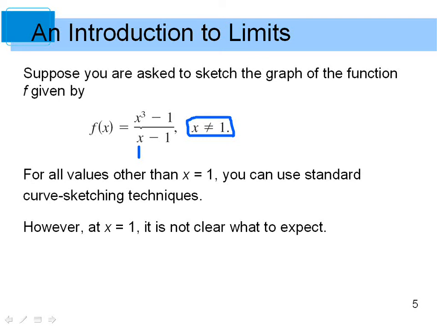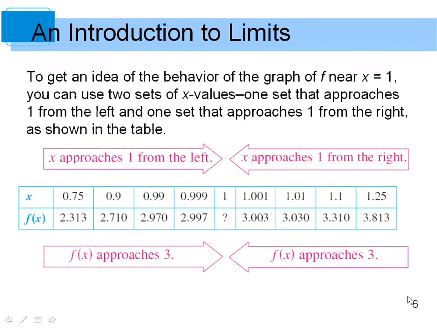That means that we could plug in any value for x other than 1 and generate an f of x or a y value and then plot that point on the graph. But it says, however, at x equals 1, it is not clear what to expect. So we want to talk a little bit about, and it's an interesting idea to think about, what happens as we get closer and closer to the value of x equals 1.